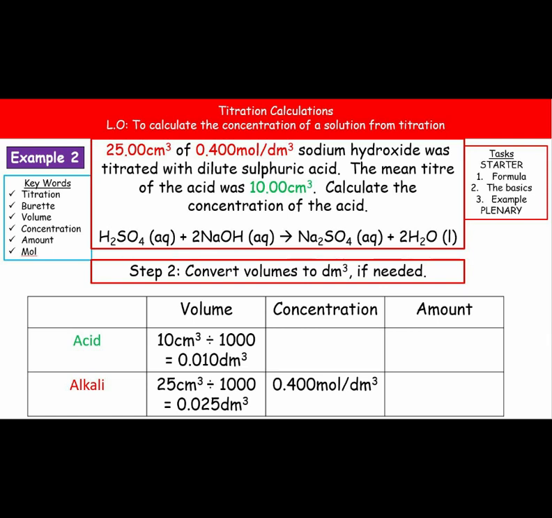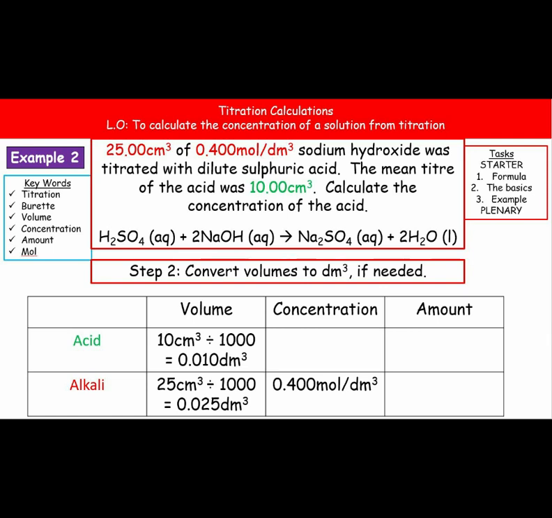So just like before, what we're going to do is convert any of those volumes in centimeters cubed to decimeters cubed if we need to. Now in this case, we're given our volumes in centimeters cubed, so first thing we do is divide each of them by 1,000, and then we can write into our table the volumes in decimeters cubed. So you can see there 10 divided by 1,000 for our acid gives us a volume of 0.01 decimeters cubed. And then for our alkali, 25 divided by 1,000 gives us 0.025 decimeters cubed.